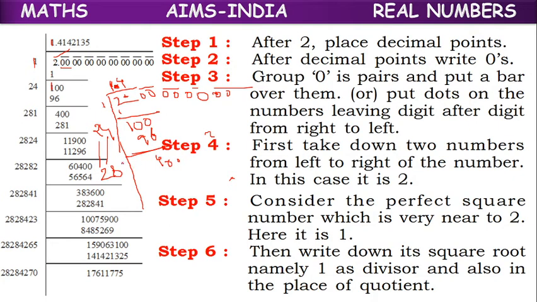Now I have to keep such a number here and there. If I keep 1, what will it become? 281 into 1 is 281. Suppose if I keep 2, 282 into 2 will become more than 500. But here we have only 400. So we cannot keep 2 here. We have to keep 1 only. 281 times 1 is 281.